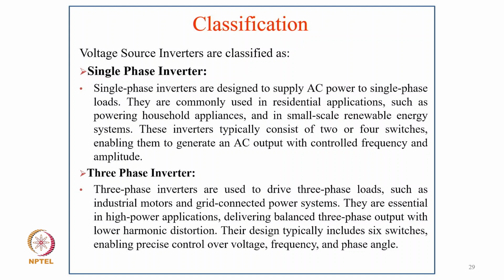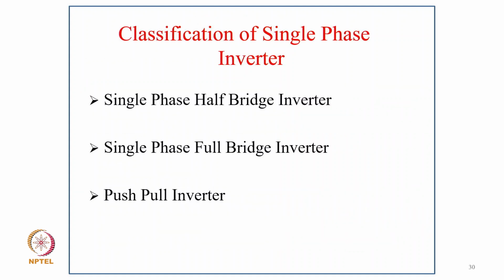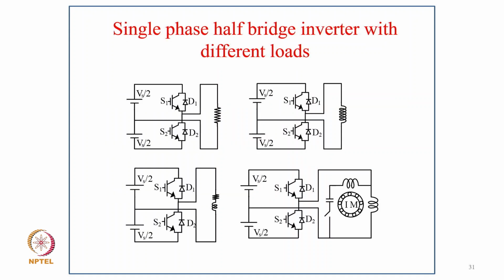3-phase inverters are used to drive 3-phase loads such as industrial motors and grid connected power systems. They are essential in high power applications, delivering balanced 3-phase output with low harmonic distortion, and their design typically includes 6 switches, enabling precise control over the voltage, frequency and phase angle. Now coming to the classification of single phase inverters, these are classified as single phase half bridge inverter, single phase full bridge inverter and push pull inverter.